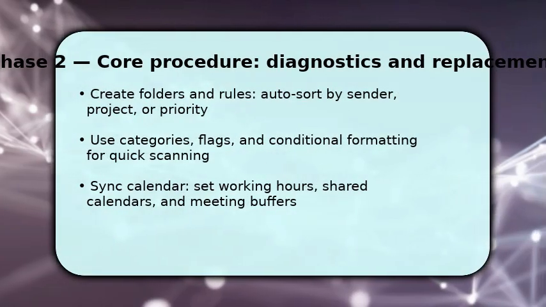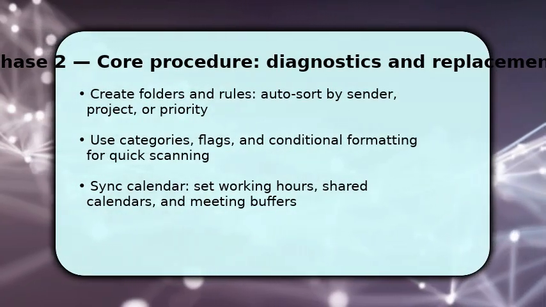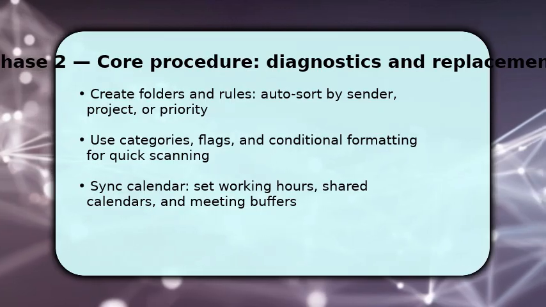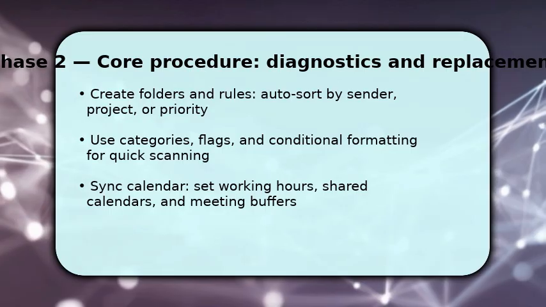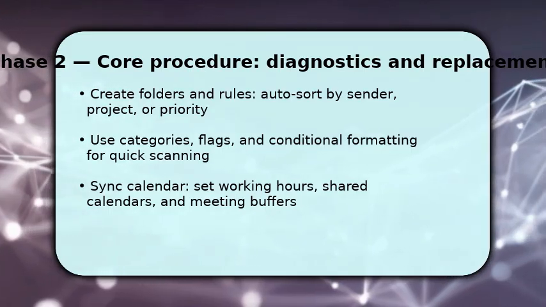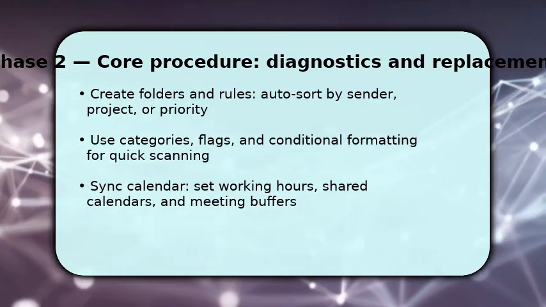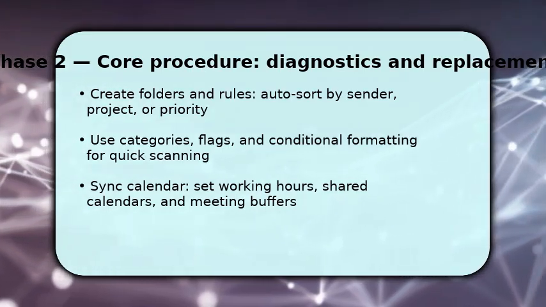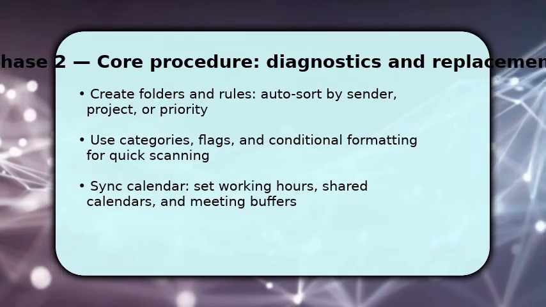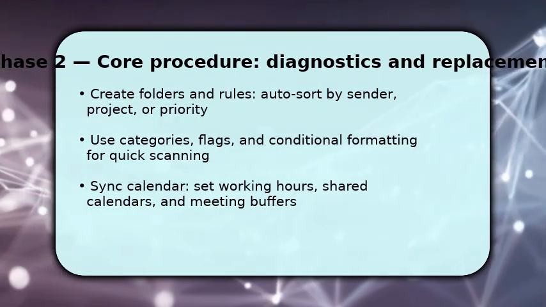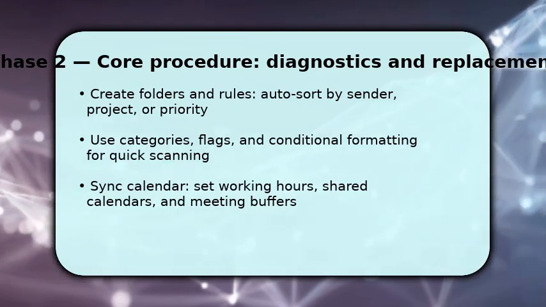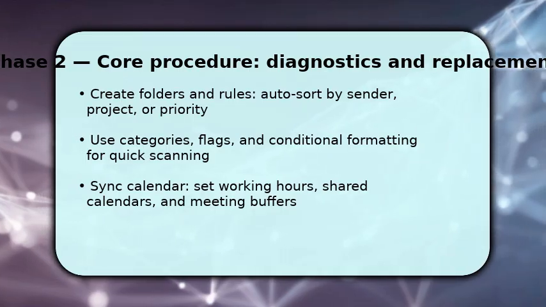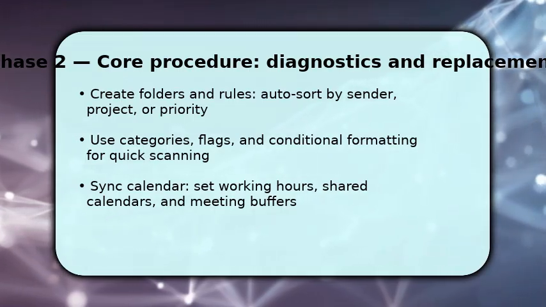Next, you organize mail and calendar to automate repetitive work and clarify priorities. Create folders and rules that auto-sort mail by sender, project, or priority. Rules save minutes every day. Use categories, flags, and conditional formatting so important messages pop when you scan. Once done, sync calendars, set your working hours, add shared calendars for teams, and configure meeting buffers. This prevents overbooking and makes scheduling predictable.